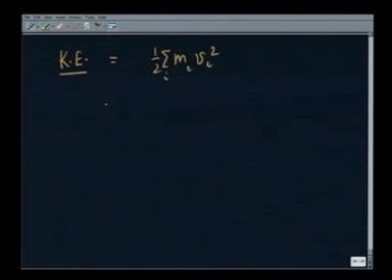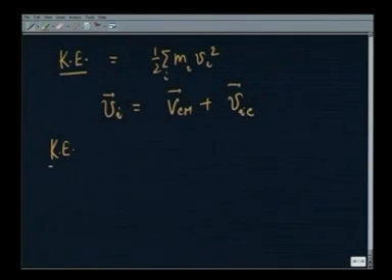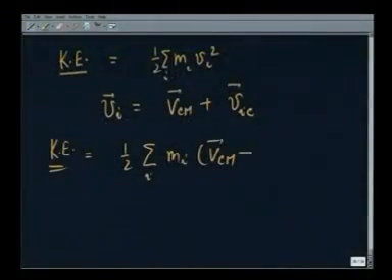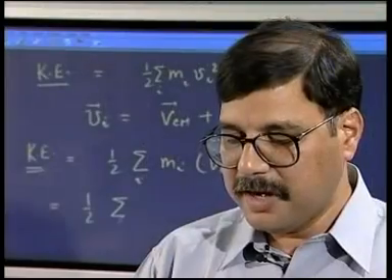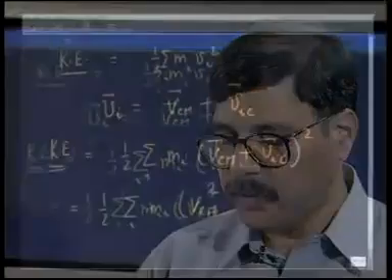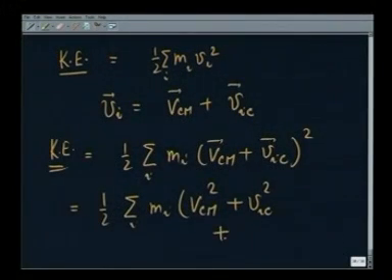So, to see this, let us write the kinetic energy of a system of particles, which is nothing but summation over i of 1/2 m_i v_i square. Let me now use the fact that v_i is nothing but V of the center of mass plus v_iC, that is the velocity in the center of mass frame, and therefore, the kinetic energy can be written as 1/2 summation m_i (V_cm plus v_iC) whole square, and this comes out to be 1/2 summation m_i (V_cm square plus v_iC square plus 2 V_cm dot v_iC).